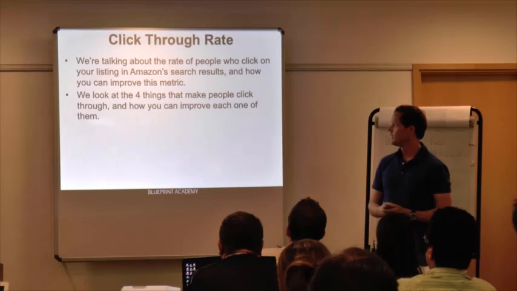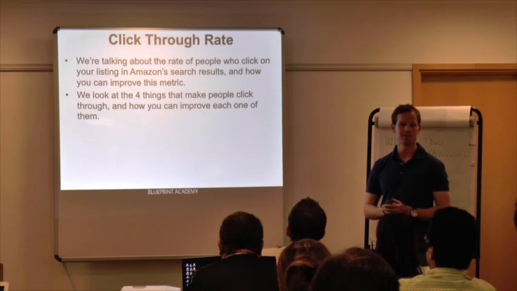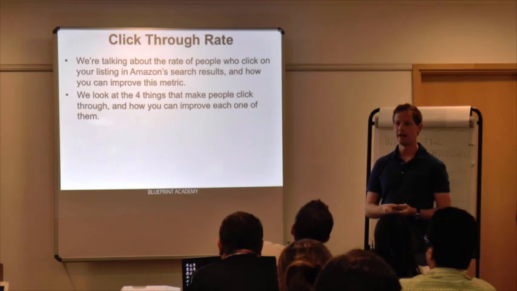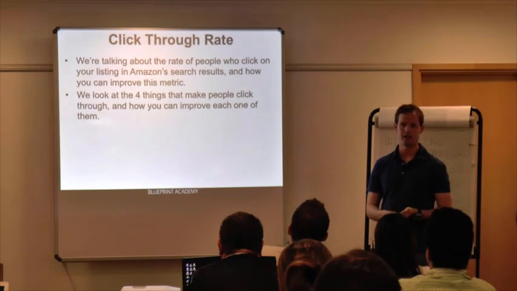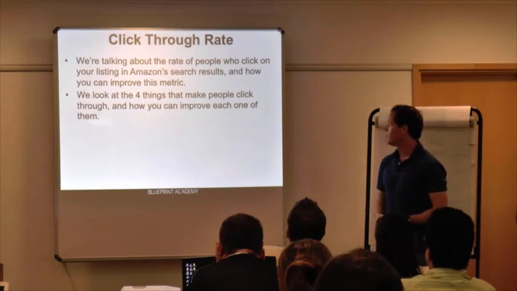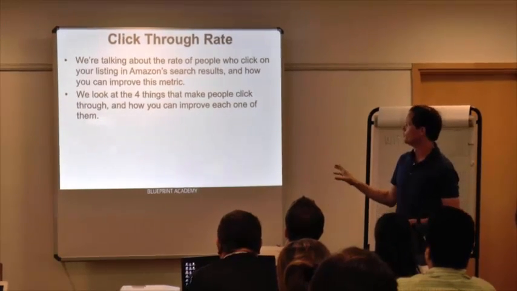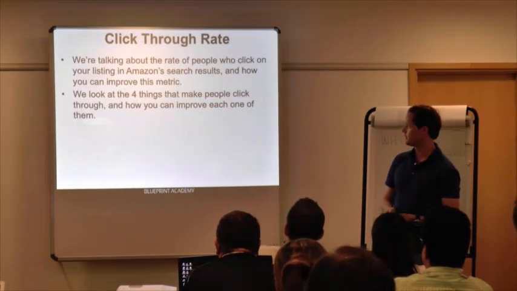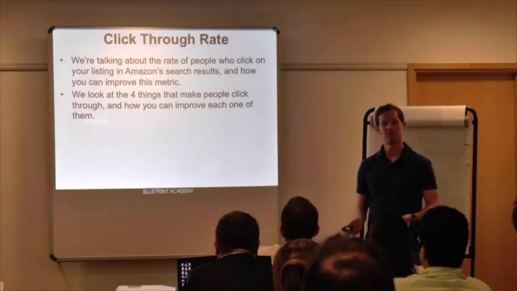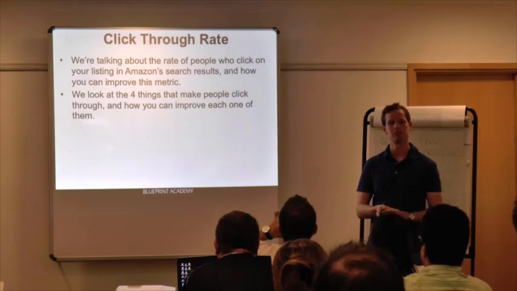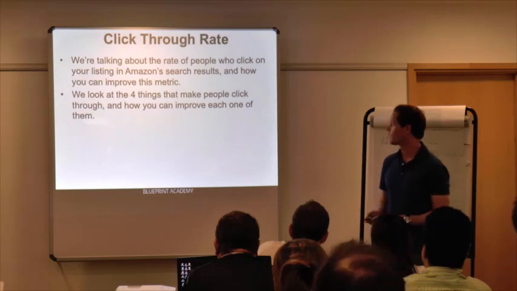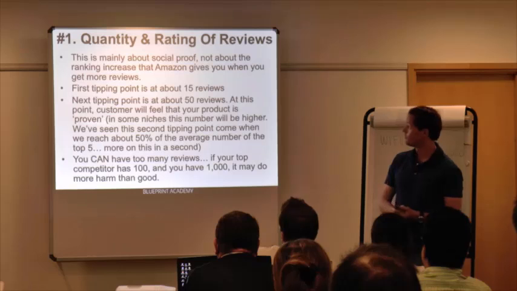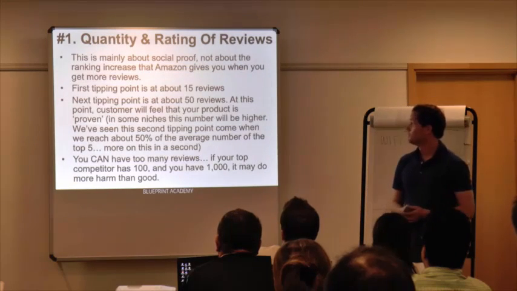Click-through rate is one of the biggest factors in how you're going to rank in Amazon, and we see this all the time. People change an image, people change their title, and their ranking plummets, or it goes up. This is the number of people who click on your listing in Amazon's search results. And there are 4 different factors that you can really control that make people click through, and we're going to look at them and see how you can improve each one.